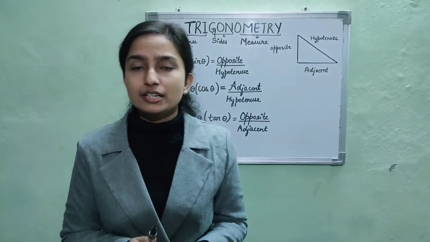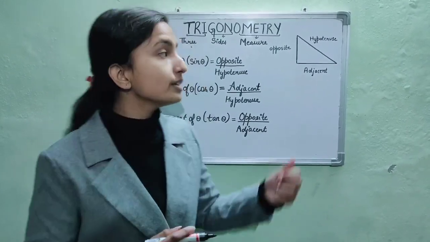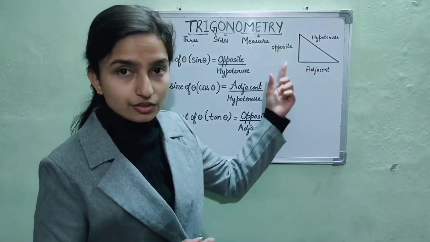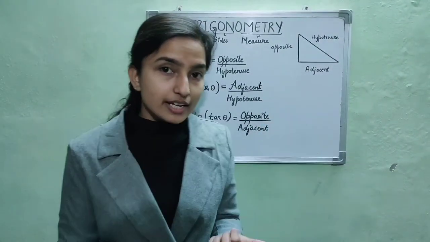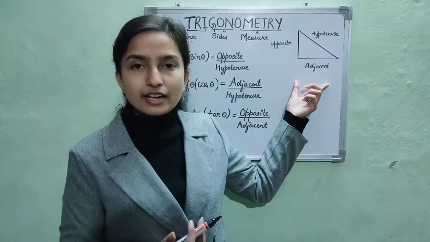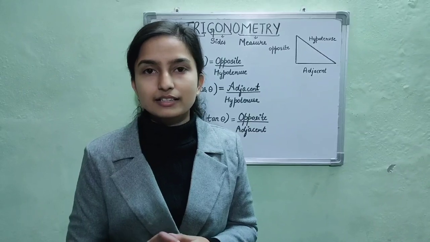So trigonometry is the branch of mathematics that deals with the study of the relationship between the sides and the angles of a right angle triangle. So let's first understand what a right angle triangle is. A right angle triangle is simply a triangle whose one angle is 90 degrees.